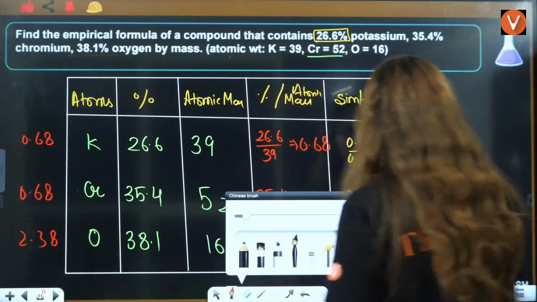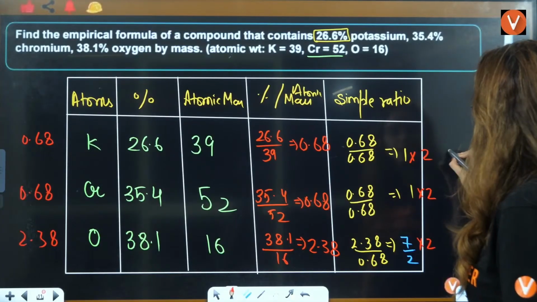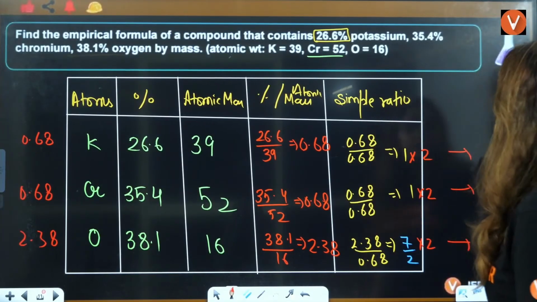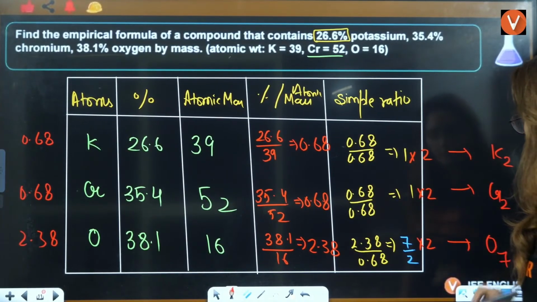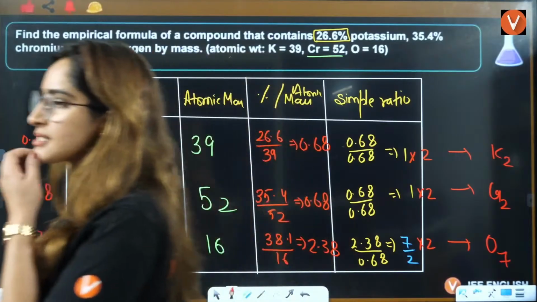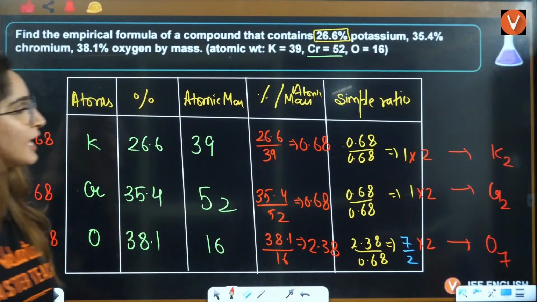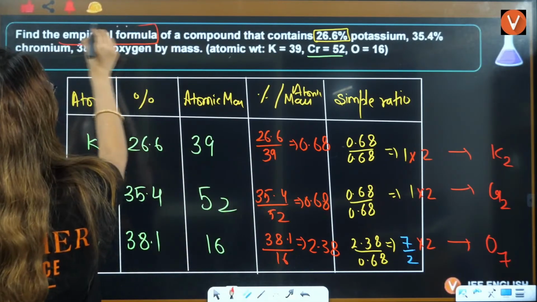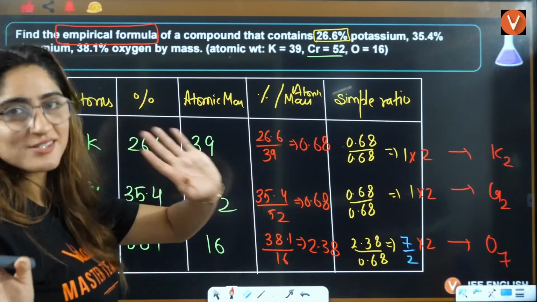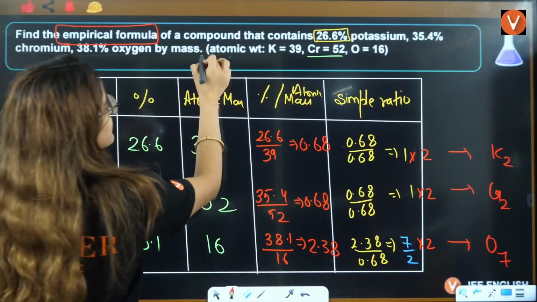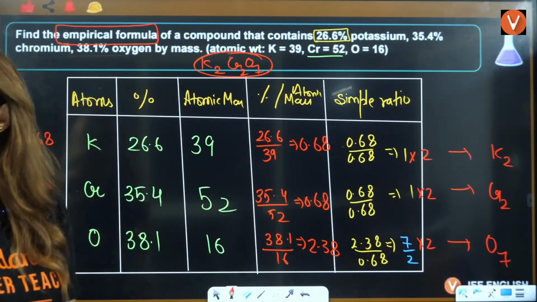Now, if you see this, if I multiply this by 2, this by 2, this by 2, it will come out to be K2, Cr2, O7. Can you see this? This is coming out to be K2Cr2O7. And they have asked you just the empirical formula of this compound. Nobody is saying this is the molecular formula, though we know that this is the molecular formula, but we can't say this directly. K2Cr2O7 is the correct answer here.